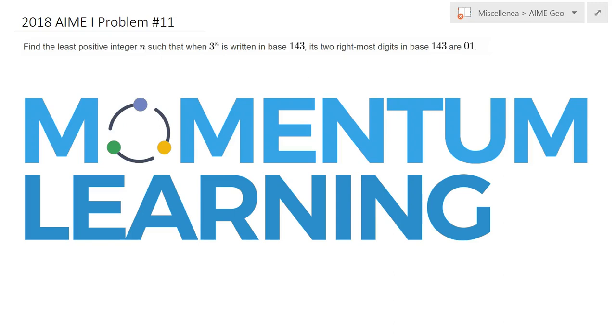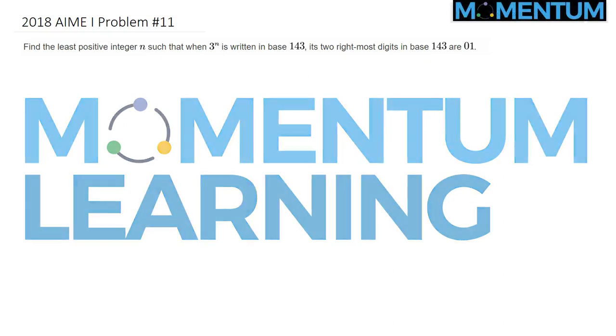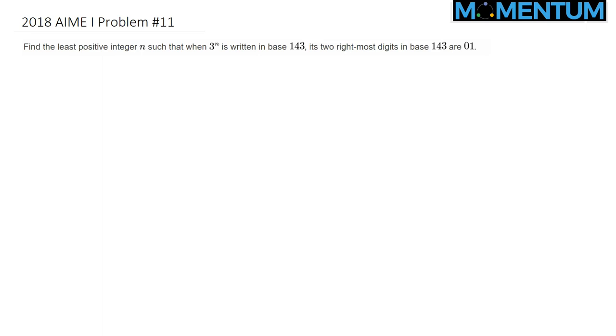This is 2018 AIME I problem number 11, and here is a view of this problem. We would like to find the smallest positive integer n such that 3 to the n, when written in base 143, has its rightmost two digits equal to 0 and 1.